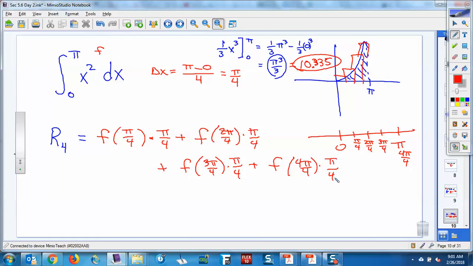Rectangle width is down here, 4 pi over 4s. And the rectangle height is our y. Now, the goal is, we want to take this one step farther than what we've done in the past, which is just keep going.